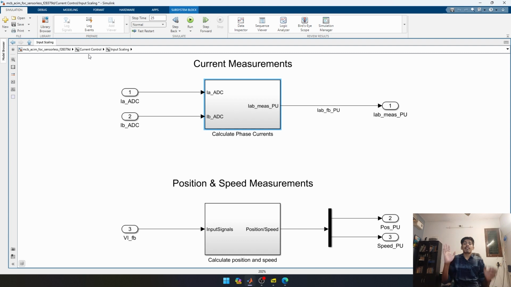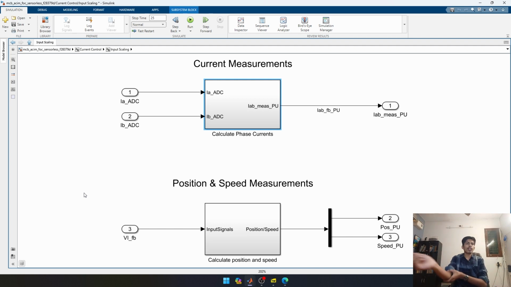So now we have taken the two ADC currents and converted them from an ADC count value, 0 to 4095, to the actual current in per unit. So that is about the current measurement block.